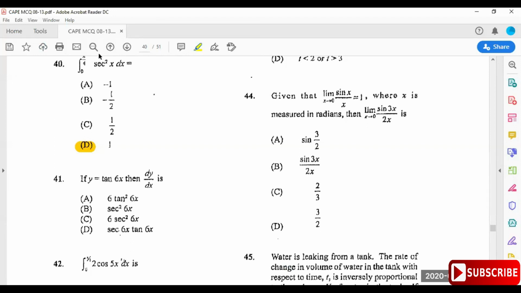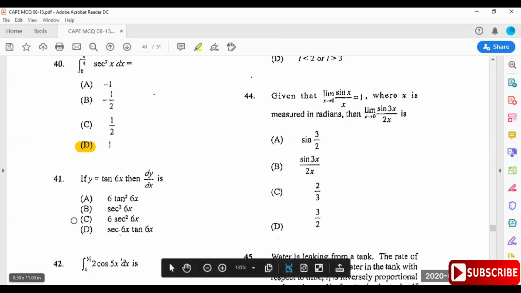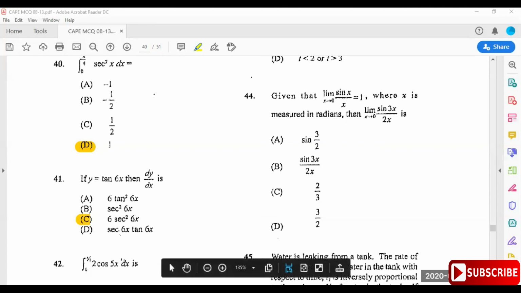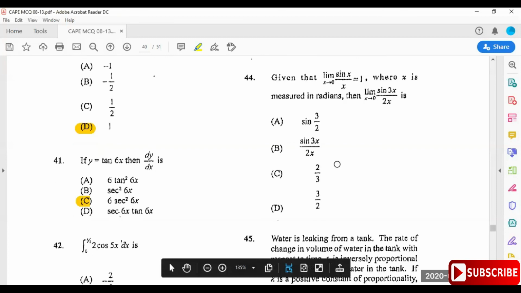Basically, I intertwined the two questions right here for you to pick up what you must do. So you differentiate tan, you get sec squared, but then you multiply it by the derivative of 6x, which is 6, so you get 6 sec squared 6x. That's C. Nice. Very good. Easy.